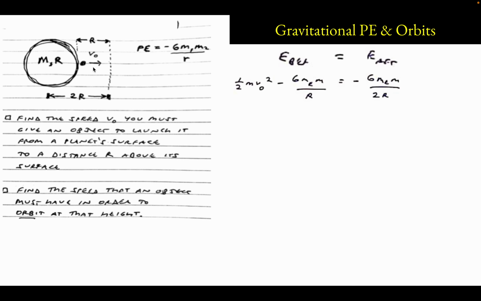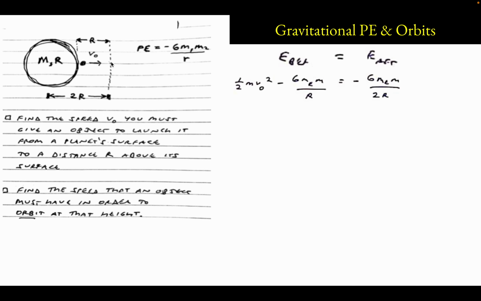1/2 mv initial squared, because v initial is the speed we're going to launch it with. And it's going to have gravitational potential energy with a distance associated just with the radius of the planet. So it's got kinetic energy and it's got gravitational potential because it's at this location on the surface of the planet.